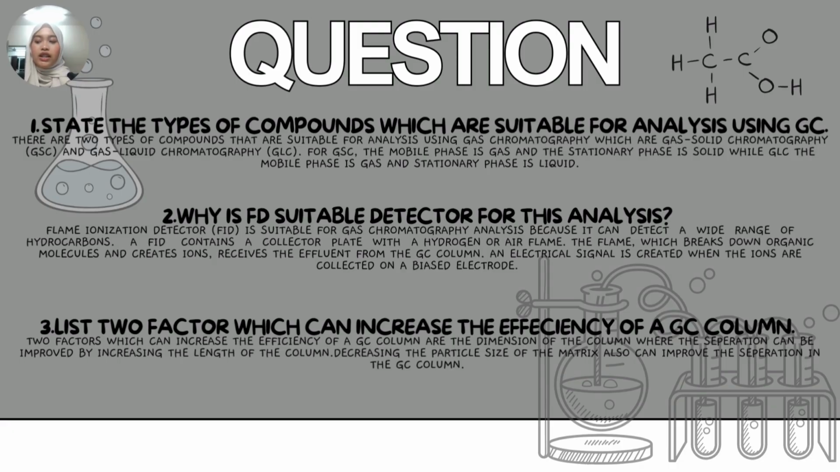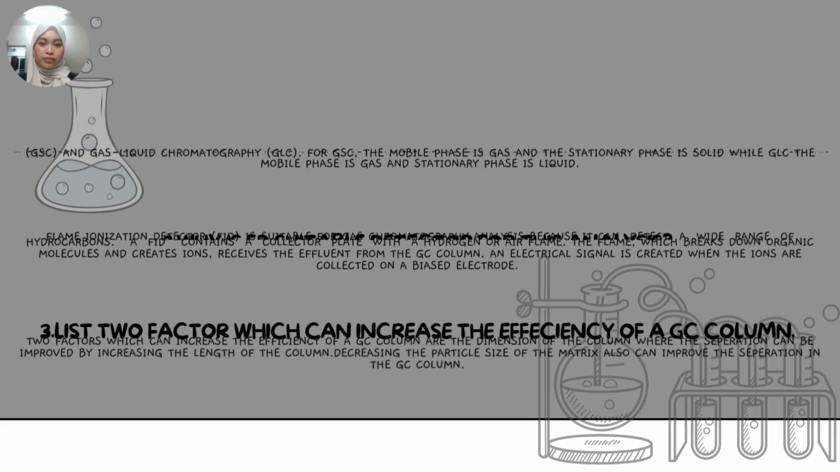The last question is to list two factors which can increase the efficiency of a GC column. Two factors which can increase the efficiency of a GC column are the dimension of the column, where the separation can be improved by increasing the length of the column. Decreasing the particle size of the matrix also can improve the separation in the GC column.